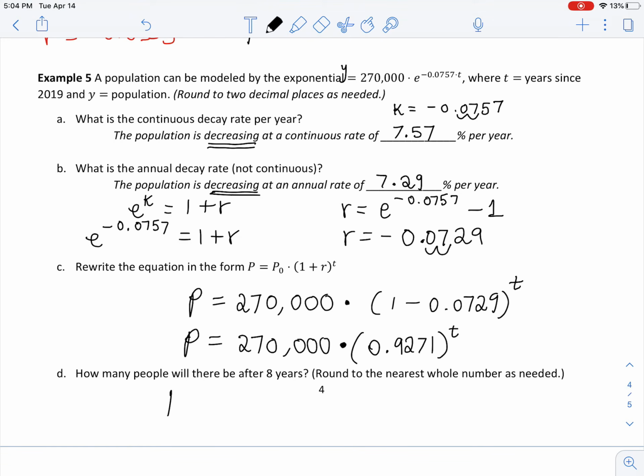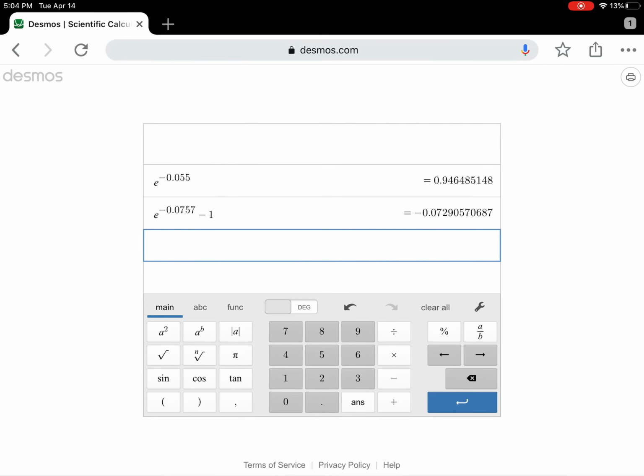All right, how many people will there be after 8 years? I'm going to plug in t equals 8 in the equation that I just wrote. 0.9271, and let's raise that to the what power? 8th power. And they said round to the nearest whole number as needed. So we'll do that. Give me a moment to take a picture so that I can go to my calculator.